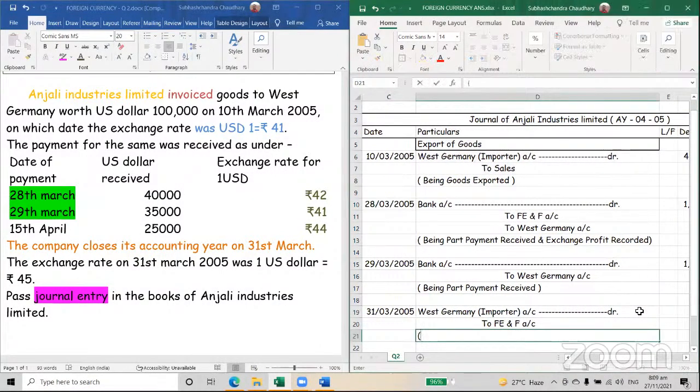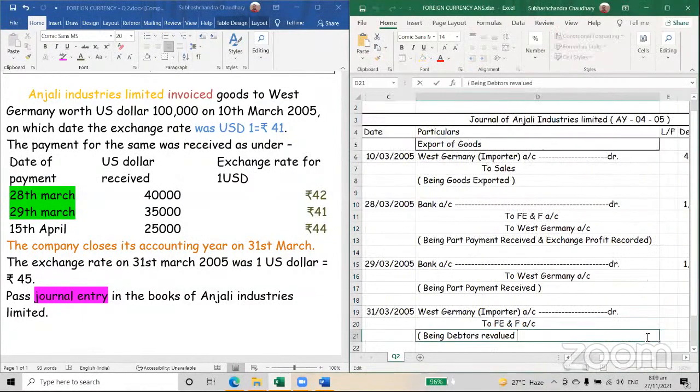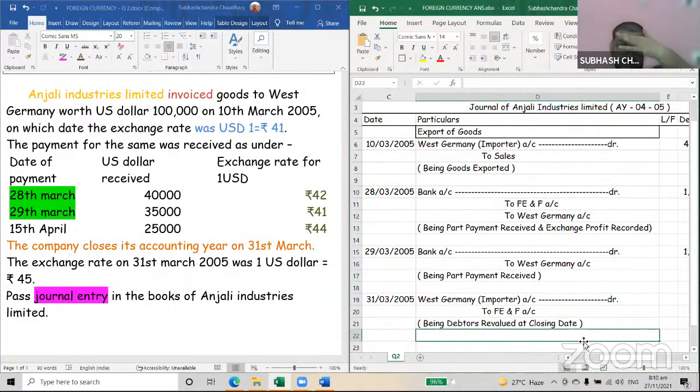Yes, sir. Harsha? Understood this one? Okay. Being debtors revalued at closing date. Now this much is done.